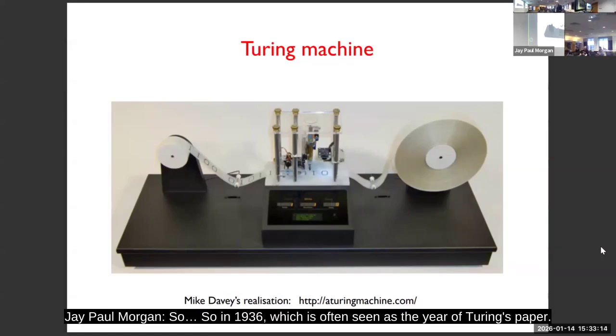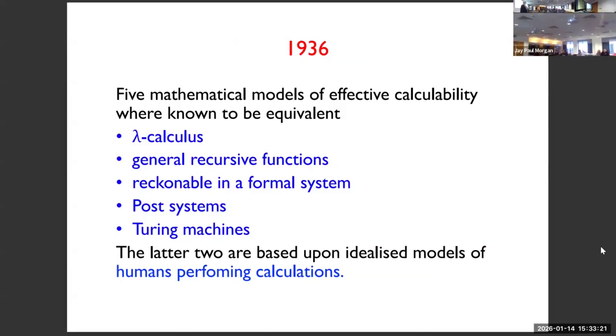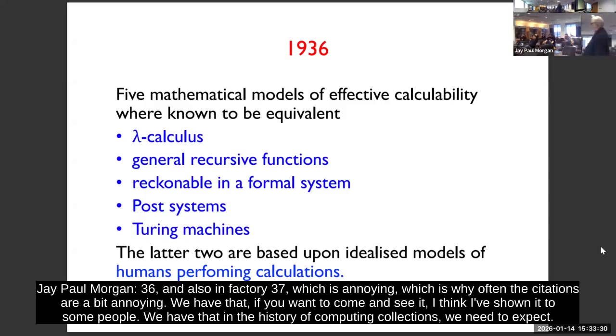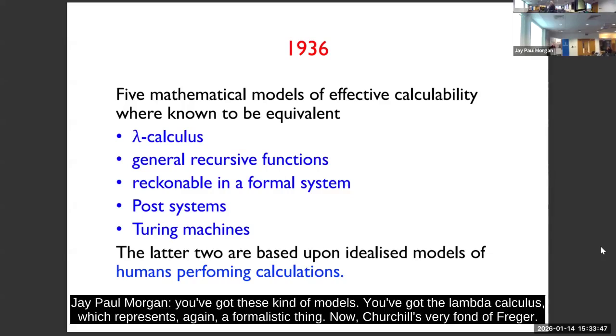And that's a particularly attractive one, I think. So 1936, which is often seen as the year of Turing's paper, which it is, in fact. Poor old Turing's paper appeared in December 36 and also in January 37, which is annoying, which is why the citations are often a bit annoying. If you want to come and see it, I think I've shown it to some people, we have that in the History of Computing collection.